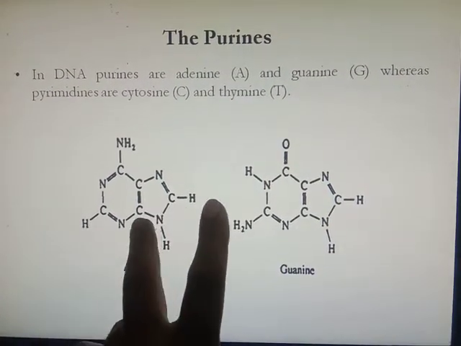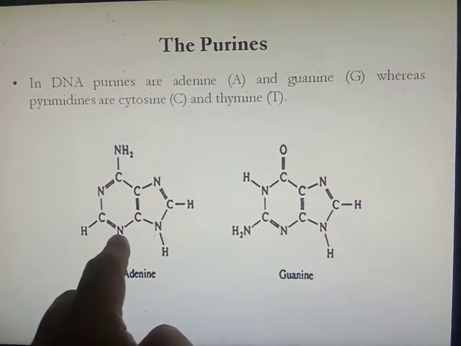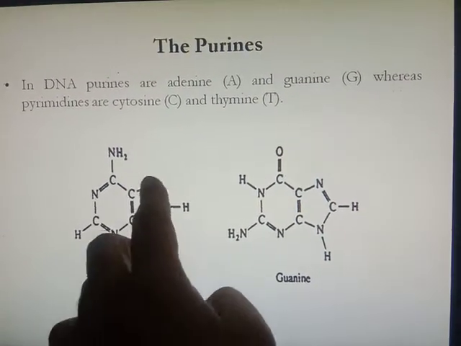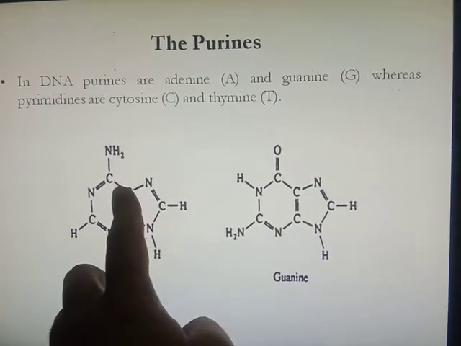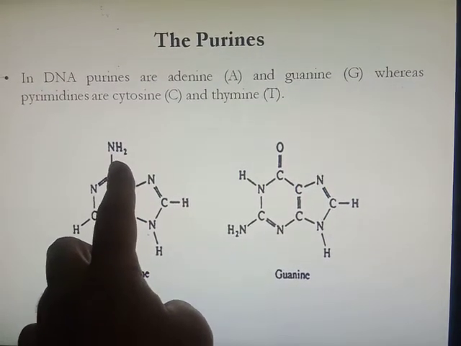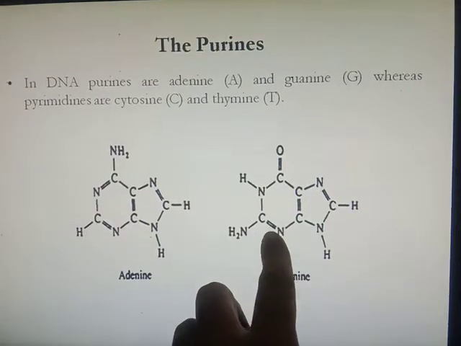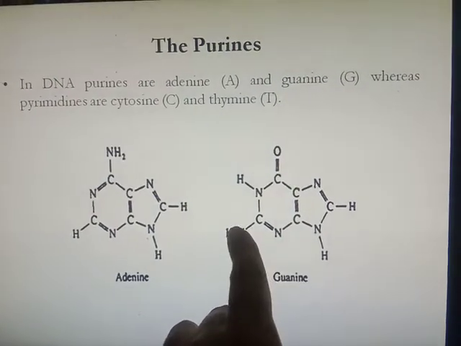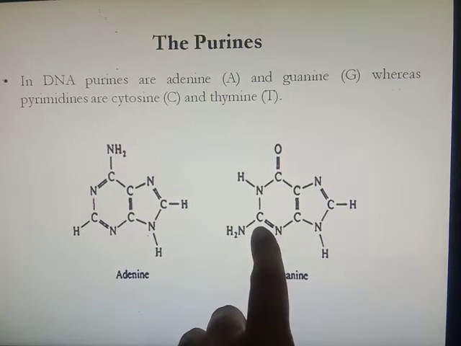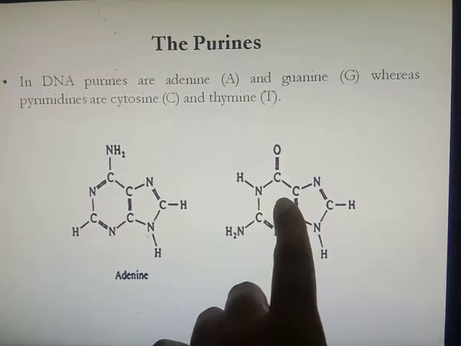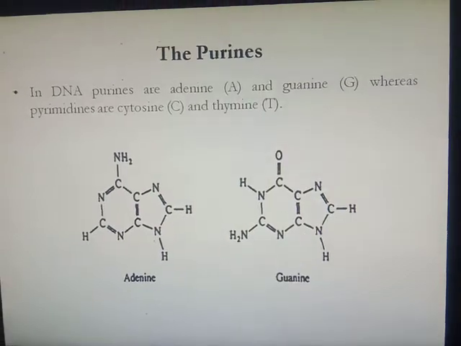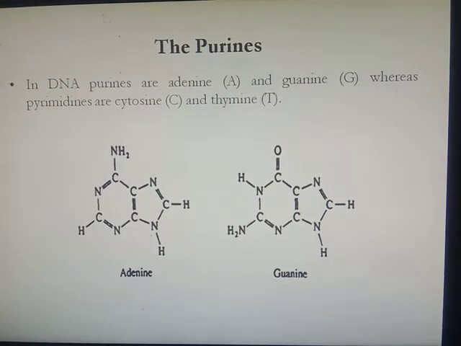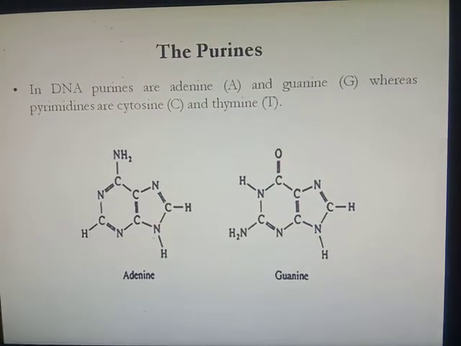The difference between adenine and guanine is that at the fourth carbon adenine contains an amino group, whereas guanine, at the second carbon and fifth carbon, contains oxygen at one place and an amino group at another place.